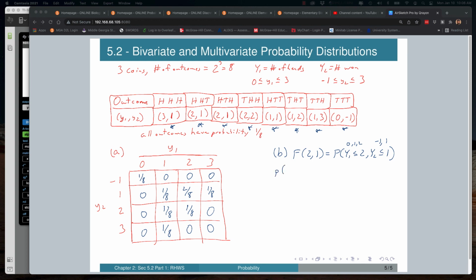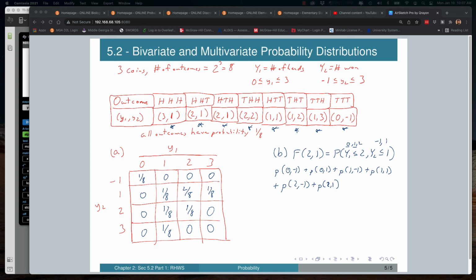So we're looking at the probability of (0, -1), plus the probability of (0, 1), plus the probability of (1, -1), plus the probability of (1, 1). Notice I'm just taking the y1 value 0 and pairing it with the possible y2 values, and then I did the 1s and paired them with the y2 values, plus now I'm doing the 2s. P of (2, -1), plus P of (2, 1).